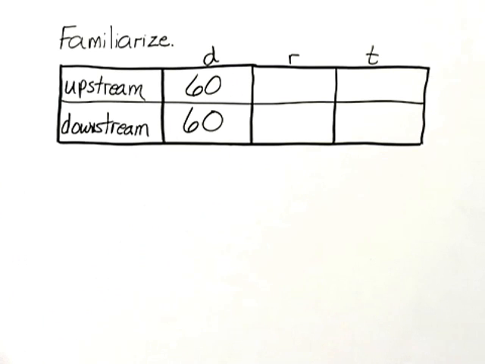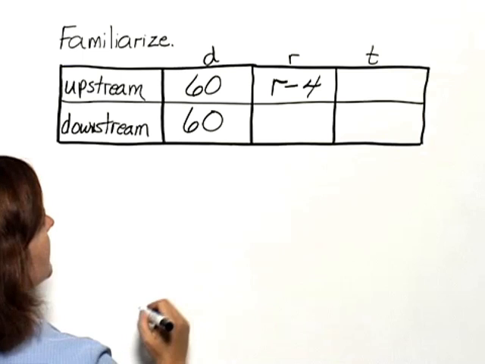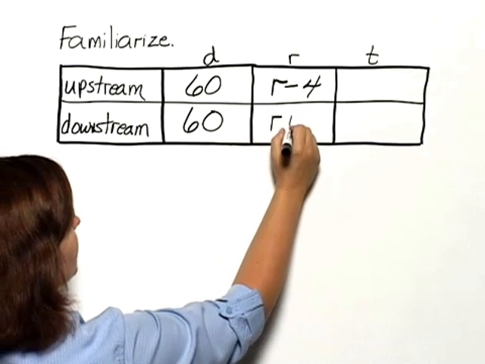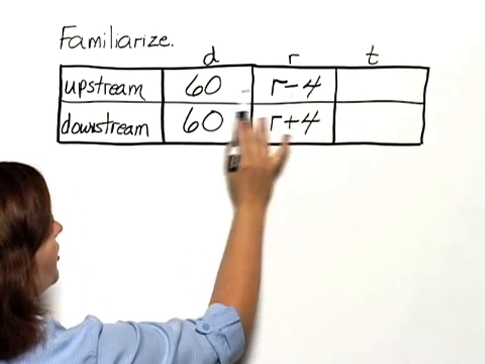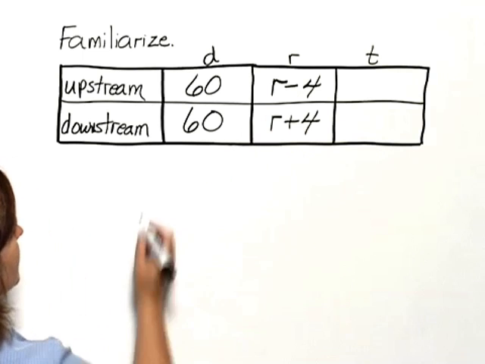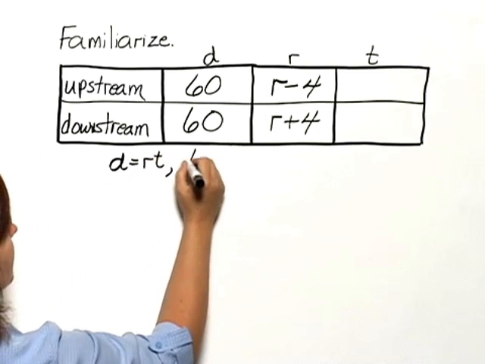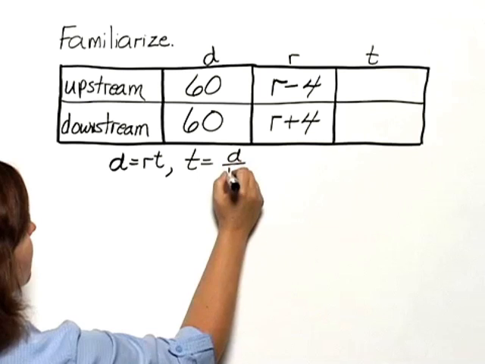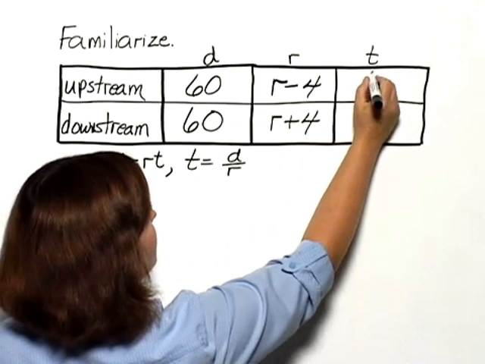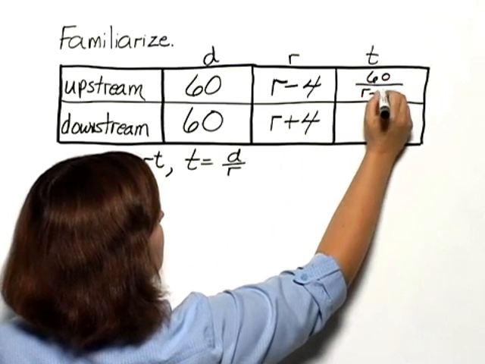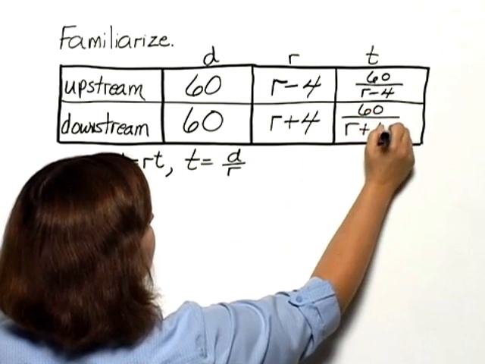We'll call that R. Upstream, we need to subtract the current from the rate of the boat, so that would be R minus 4. Downstream they add, so the rate downstream would be R plus 4. To get the time, we write it in terms of what we know up here, so we don't introduce more variables. We know that distance equals rate times time, so solving for t, time is distance divided by rate. So for upstream, the time would be 60 divided by R minus 4. And downstream, it would be 60 divided by R plus 4.